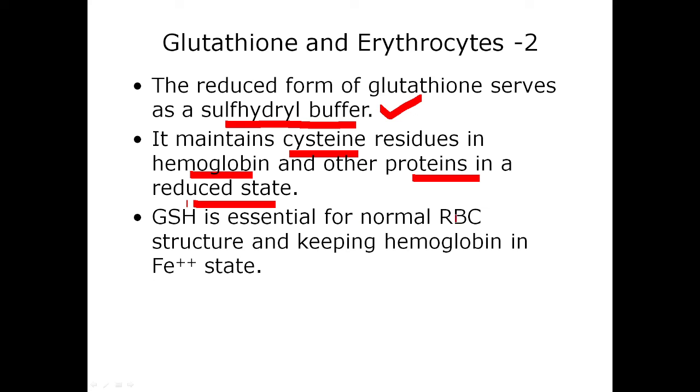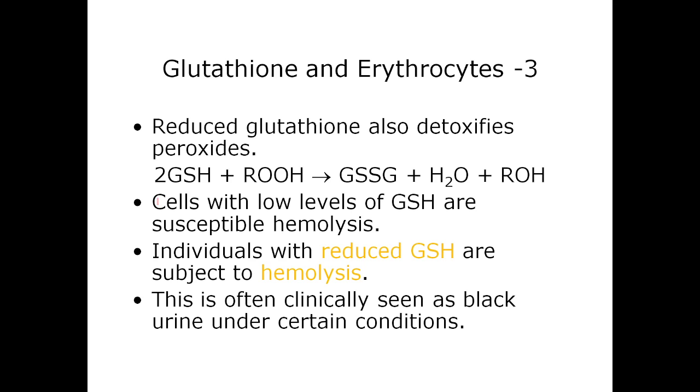GSH is essential for normal RBC structure and keeping the hemoglobin in the Fe++ state. So this reduced glutathione is needed here to keep this normal RBC structure, or keeping the hemoglobin in the Fe++ state.